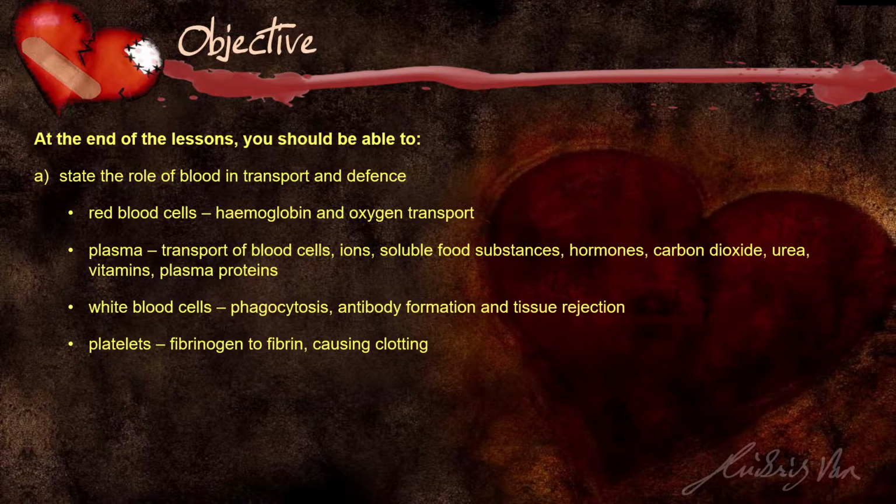There are four main components of blood. So if the question asks you what are the things that are found in blood, you are supposed to say the four main components rather than just oxygen, carbon dioxide, and so on. Name the four main components instead of those other substances.